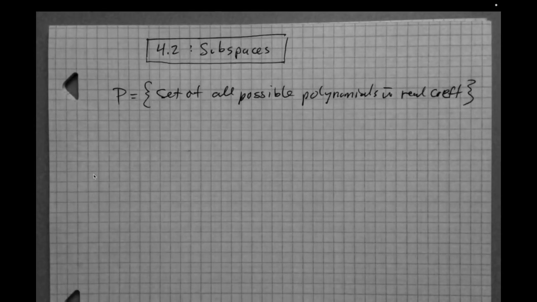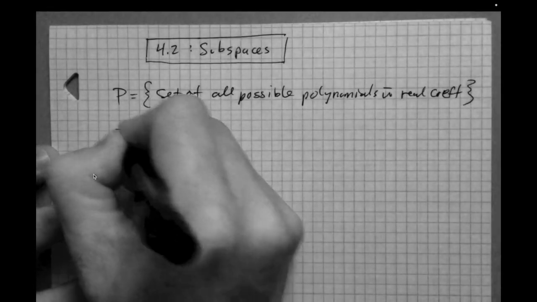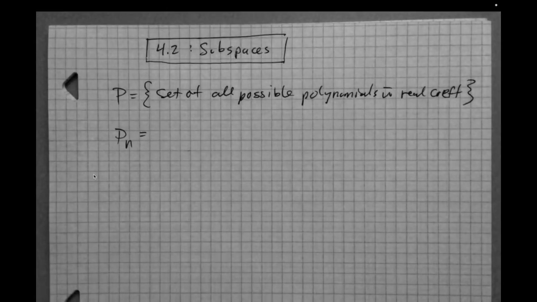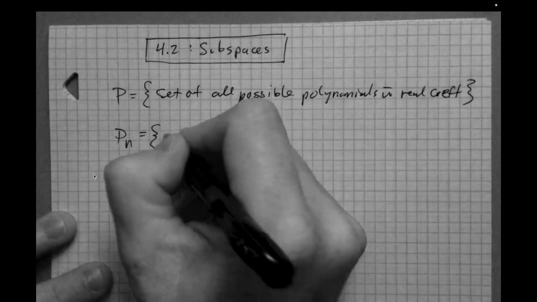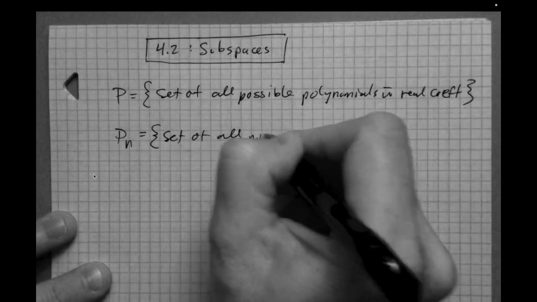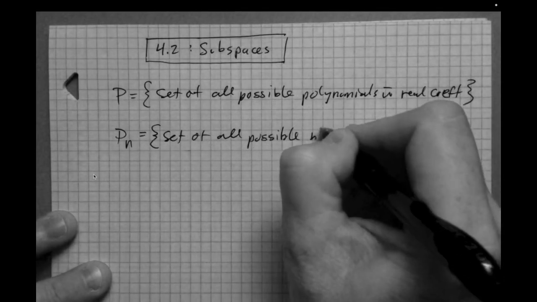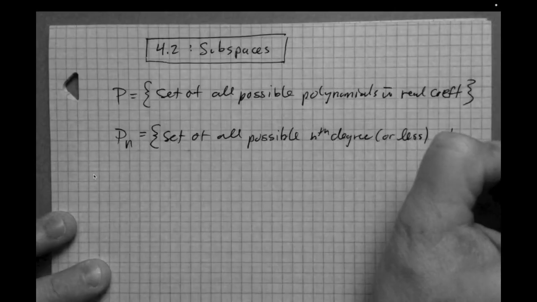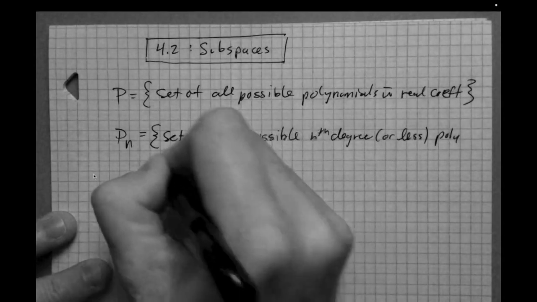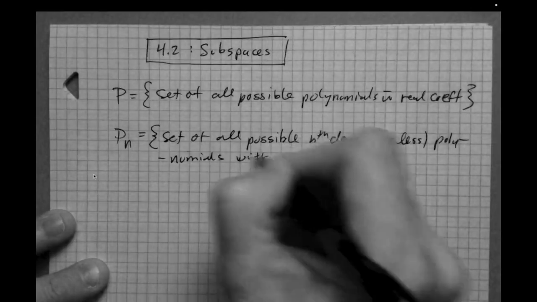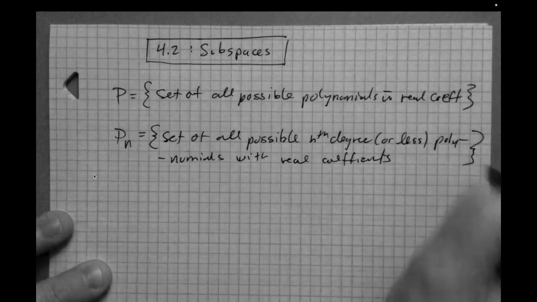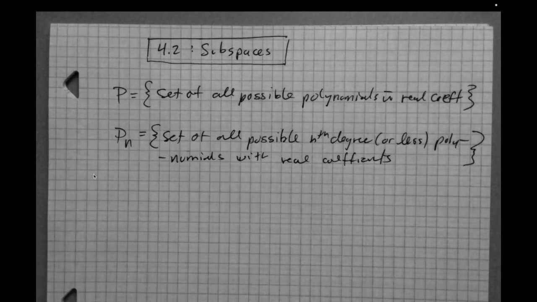And then we also discussed the vector space P sub n. And so this was the vector space of all nth degree or less polynomials. This is the set of all possible nth degree or less polynomials with real coefficients. And so we saw that P of n was a vector space as well.